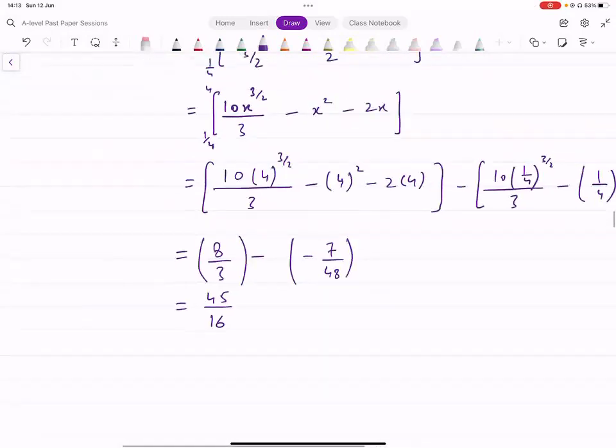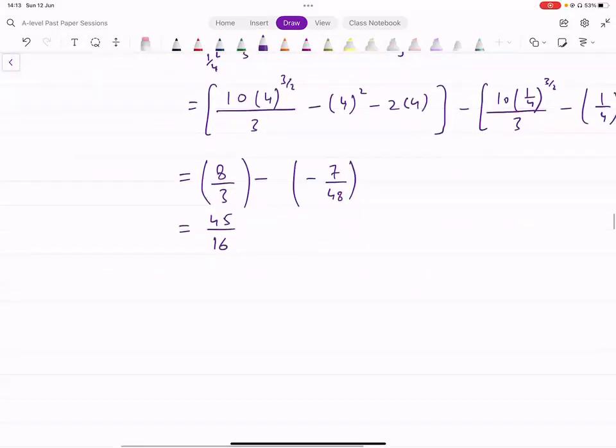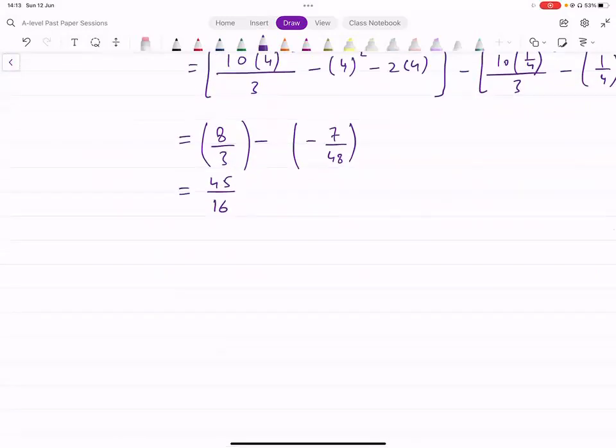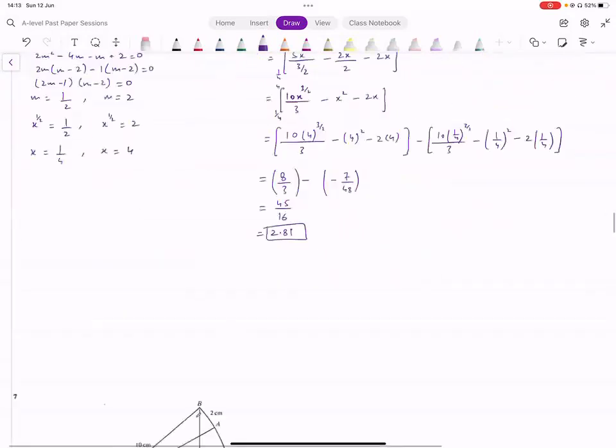So that's the area that we're getting, the area of the shaded region. We can leave it like this if we want, or if we want to write it in decimals, we can write it in decimals as well. And that is going to be 2.8125, which is 2.81 to 3 significant figures, and that's also fine. That's the area of the shaded region.